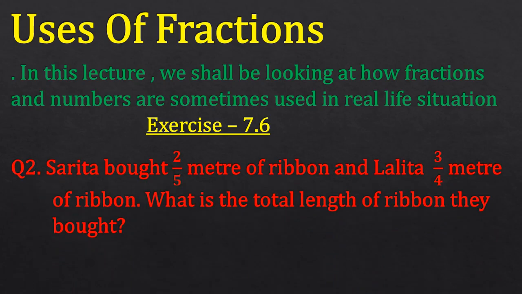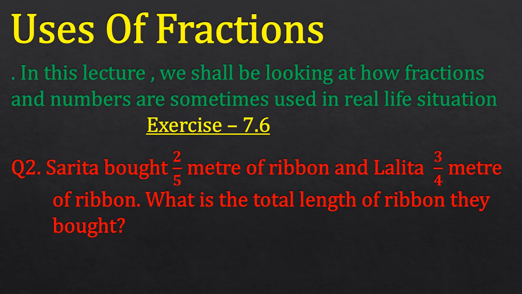Sarita bought 2/5 meter of ribbon and Lalita 3/4 meter of ribbon. What is the total length of ribbon they bought? Sarita bought how much ribbon? 2/5 meter. Lalita bought how much ribbon? 3/4 meter. And what is the total ribbon they bought? We know very well that whenever we have to find out the total length, then we will add. So total length of ribbon they bought equals 2/5 plus 3/4.